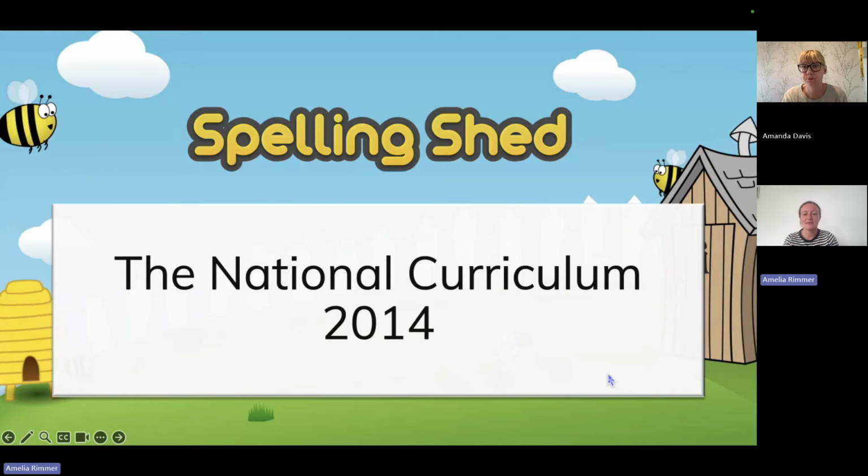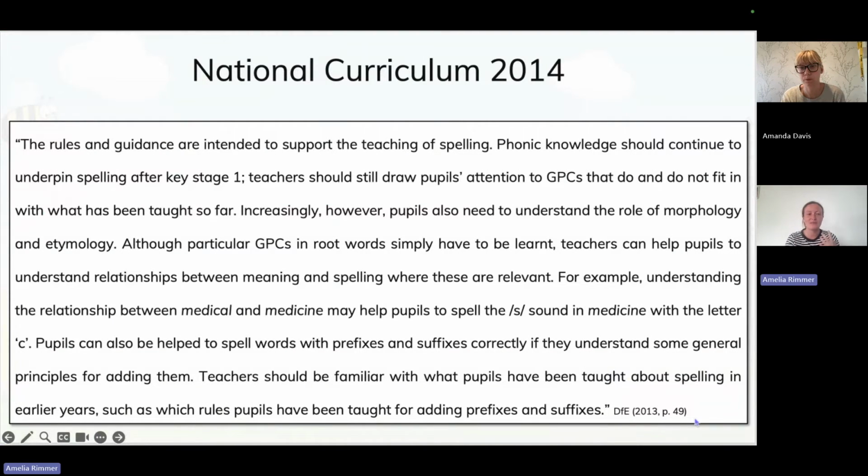Okay, so if we look in the national curriculum as well, this is the bit from the top of the spelling appendix. So it's a really important bunch of information that's crammed in there that we often skip and go looking for the bits that we actually need to teach. But one thing I really want to highlight in here is that phonic knowledge should continue to underpin the spelling even after Key Stage 1. We should still be drawing children's attention to the grapheme phoneme correspondences that fit with what they've already been taught so far, but also the ones that don't fit with what they've already been taught, and highlighting those differences and developing that phonic knowledge there as well.